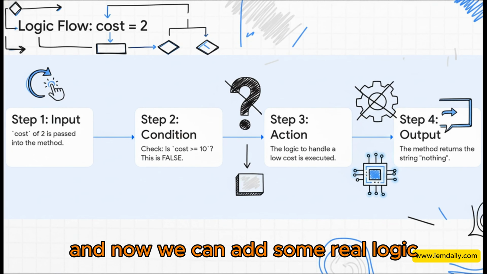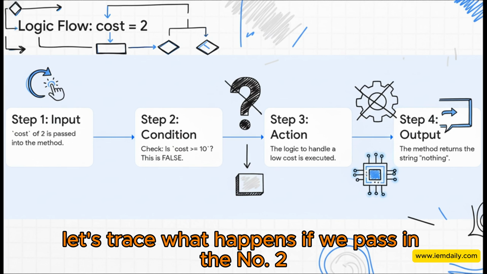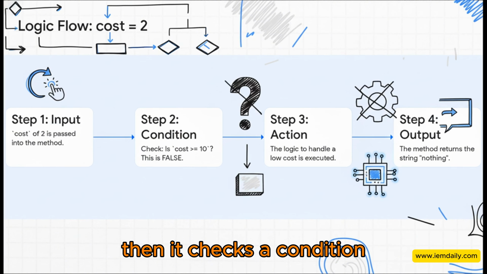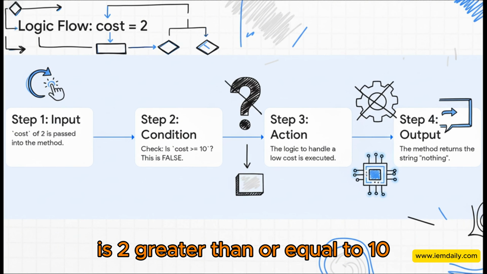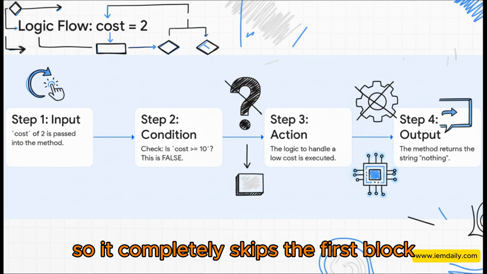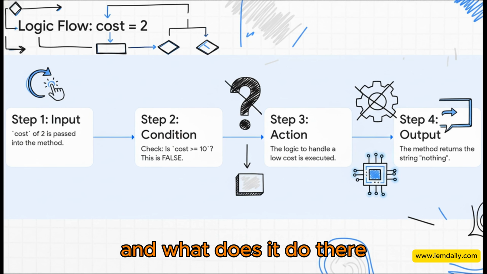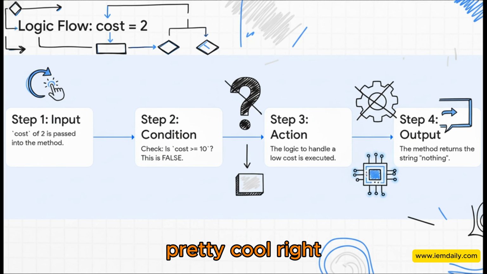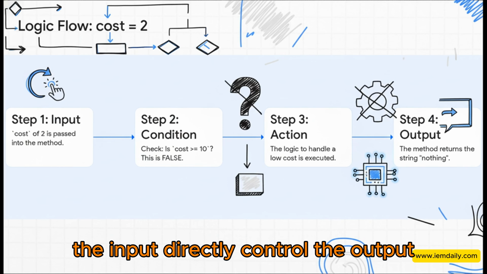And now we can add some real logic. Let's trace what happens if we pass in the number 2. The method gets the input, 2. Then it checks a condition. Is 2 greater than or equal to 10? Nope, that's false. So it completely skips the first block and jumps down to the else block. And what does it do there? It returns the string "nothing." Pretty cool, right? The input directly controlled the output.